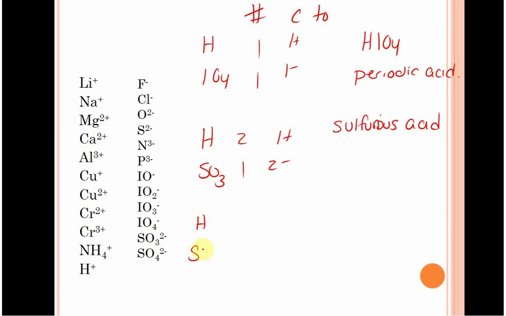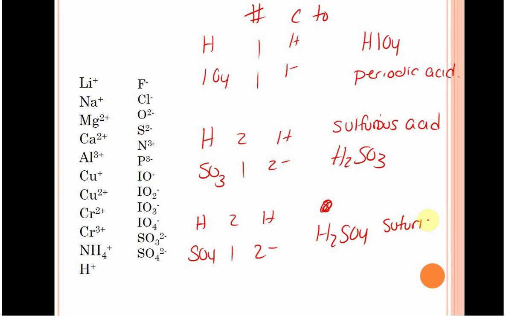H and SO4. Again, we need two hydrogens for every sulfate. That was sulfurous acid. H2SO4. Sulfate becomes sulfuric acid. This is actually one of the strongest acids there is. It does all kinds of stuff.